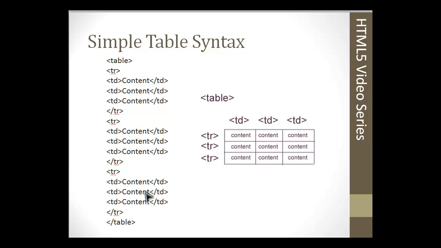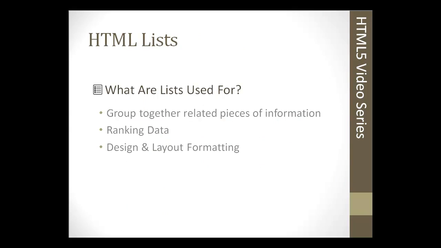So that's pretty much the basic building blocks that you need to create an HTML table, and in the next project we'll be doing more advanced tags and syntax. So now let's talk about lists. Lists are used to group together related pieces of information, which tables also do. Lists are recommended for smaller amounts of data. If you have hundreds and hundreds of records, then a table would definitely be the way to go.